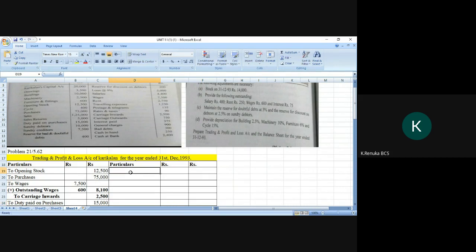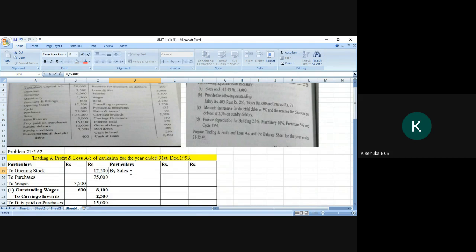Now we are going to post the items on the credit side. The credit side is nothing but the incomes which we got for our business. We need to record the incomes, which are the main source of income. The main source for the business is sales. Whenever we do sales, we earn a profit, and with that profit we will be running our business. So we need to start with sales.